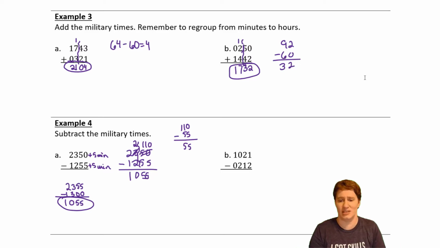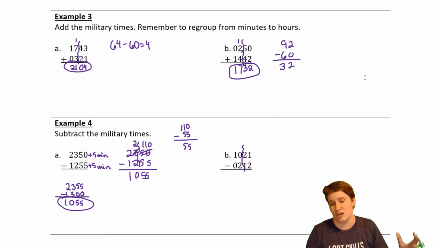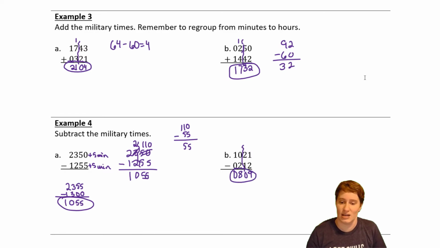But basically, it's just weird for us to think about, but it's easier actually in some ways to say, okay, well, what's 21 minus 12? So you can decide if you need to borrow. And if you don't, you can just do subtraction like normal. If you do, then you have to borrow an hour. So you add 60 to the top number. So 21 minus 12 is 9. So this will be 0, 9. And then 10 minus 2 is 8. So that's 0809. So that is the gist of adding and subtracting and working with military time.